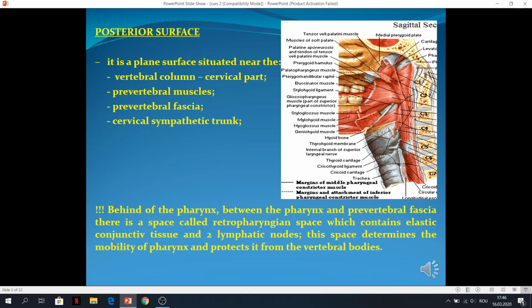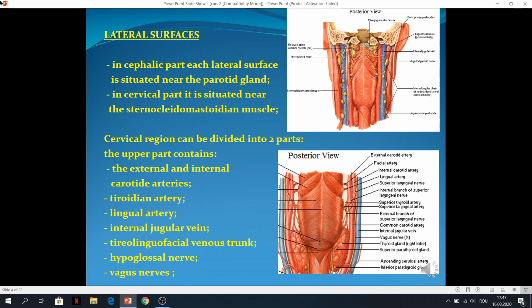Actually, this space is important because it determines the mobility of the pharynx, and it protects the pharynx from the vertebral bodies, because you know when the food passes through the pharynx, because of the muscles it suffers a little dilatation. So this space permits this dilatation and doesn't let the pharynx come in contact with the vertebrae.